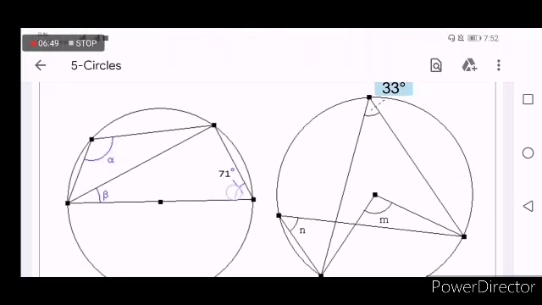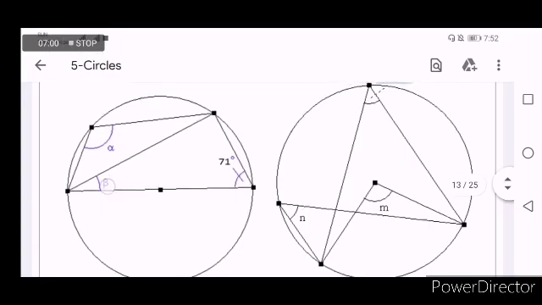So all you need to do is to subtract 71 from 180 degrees. And that is what? Yes, 109 degrees. Now, if this is 71 degrees, what is the beta?